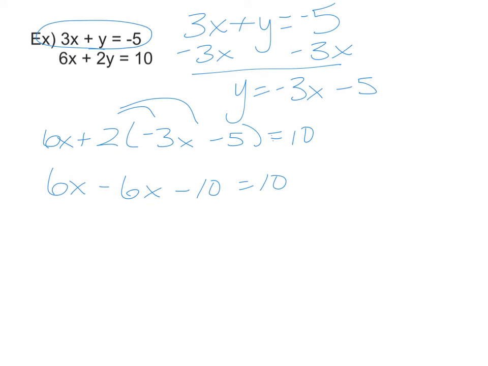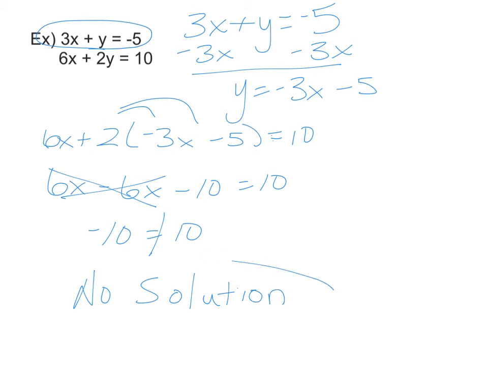Well, 6x and negative 6x cancel each other out. So I have negative 10 equals 10, which it doesn't equal 10. So therefore, my answer is going to be no solution.